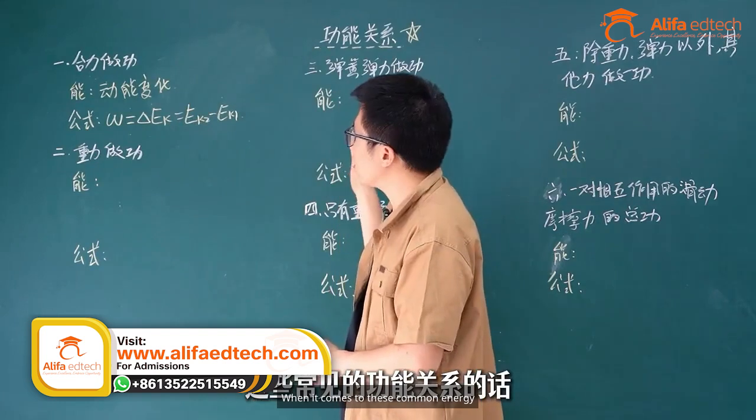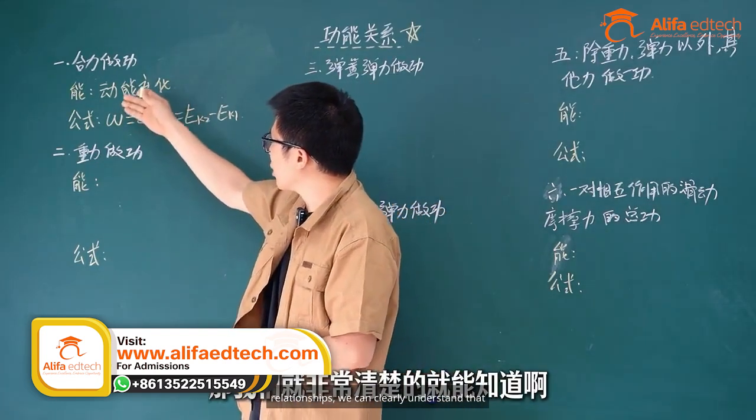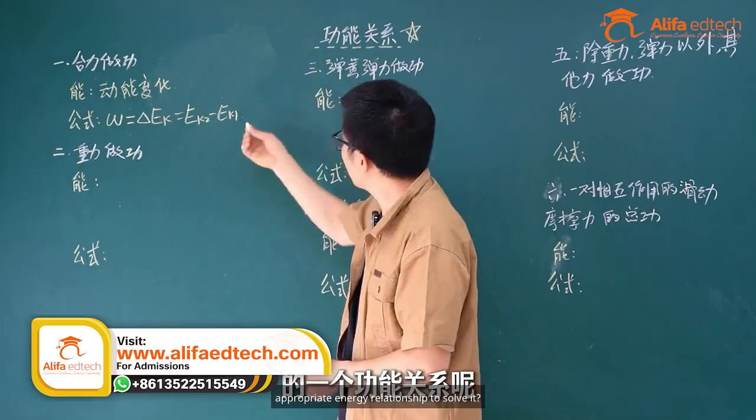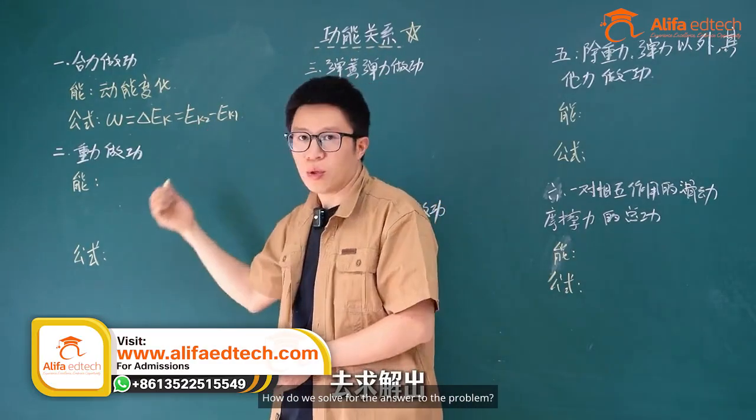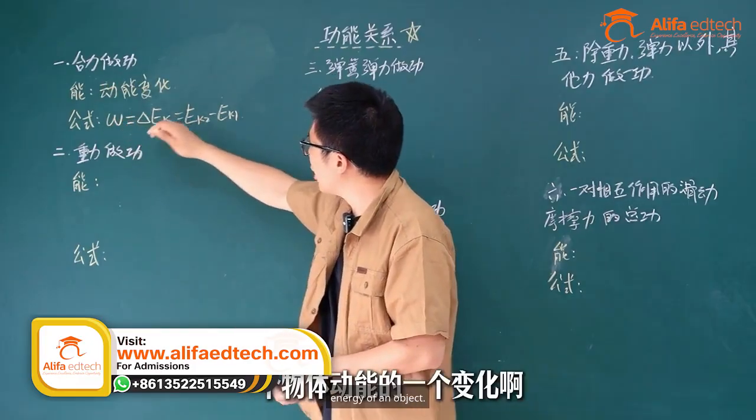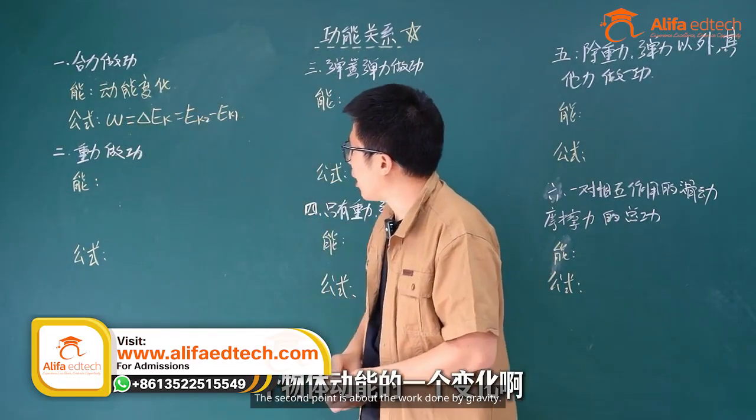When it comes to these common energy relationships, we can clearly understand that when we see a problem, based on the information given, how do we choose the appropriate energy relationship to solve it? How do we solve for the answer to the problem? The first point is that the work done by the net force results in a change in the kinetic energy of an object. The second point is about the work done by gravity.